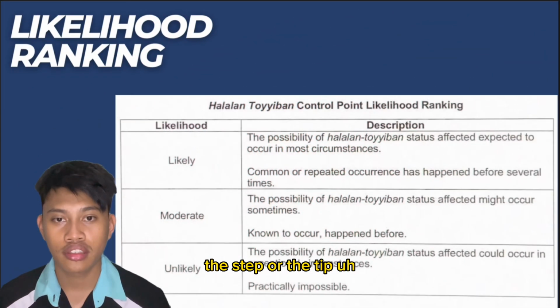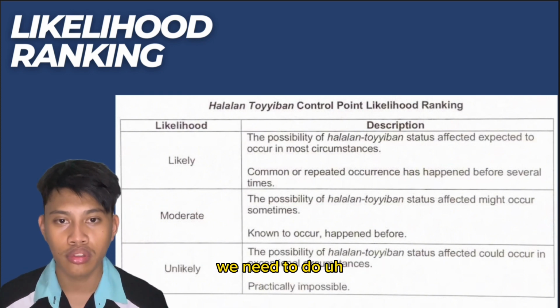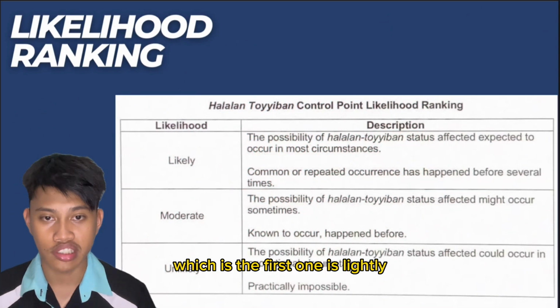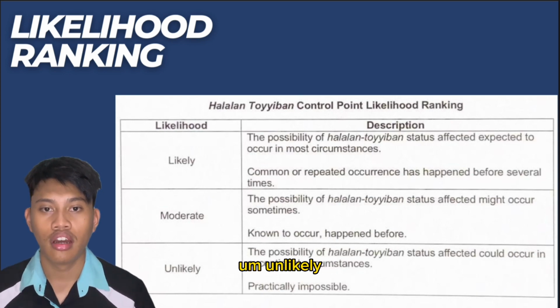The third step, or the third item in identifying the HCP, is to do a likelihood ranking. The likelihood level has 3 levels: the first one is likely, number 2, the medium level, is moderate, and number 3 is unlikely.